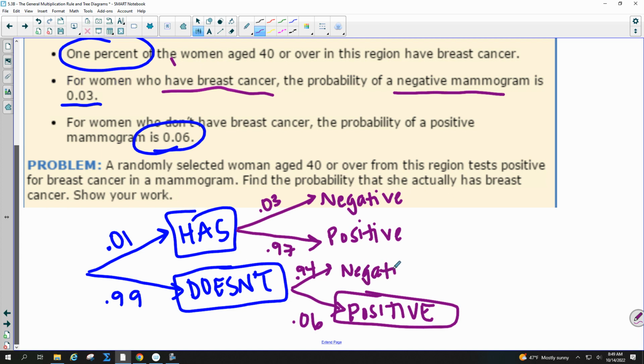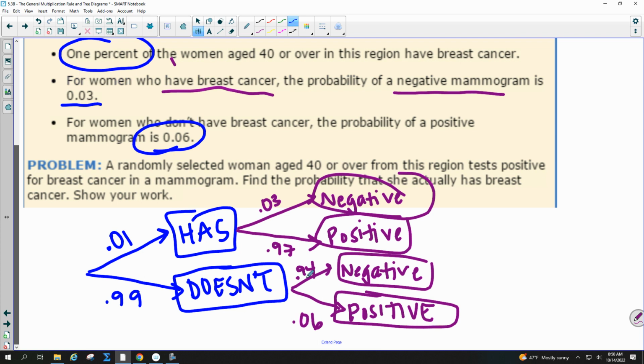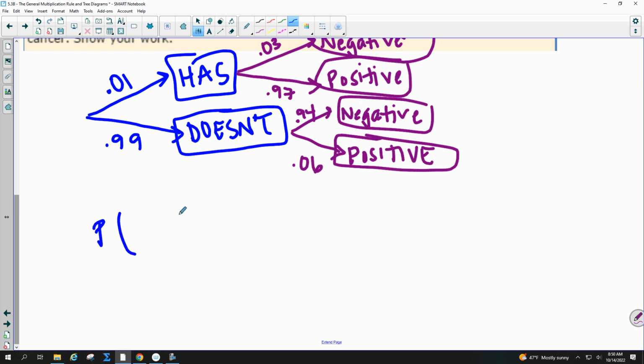All right, so now it says, a randomly selected woman age 40 or over from this region tests positive. Find the probability she actually has breast cancer. Okay, so this person tested positive. Find the probability she actually has breast cancer. What goes second? Positive. Okay, we know she tested positive. What's the probability she actually has it? I'll use H for that, all right? So probability of H and positive divided by the probability of positive.